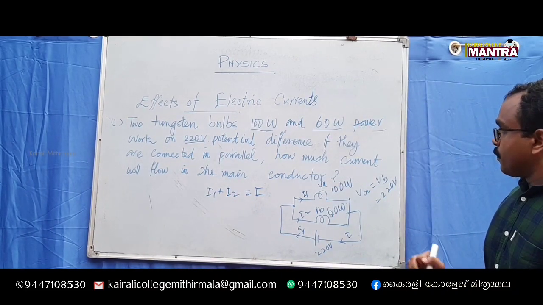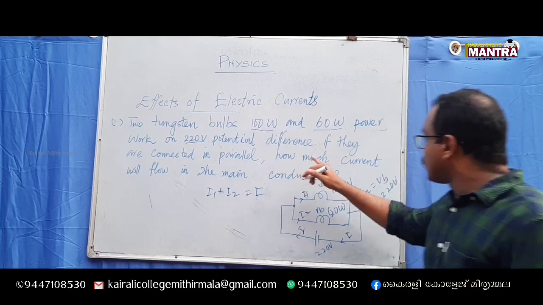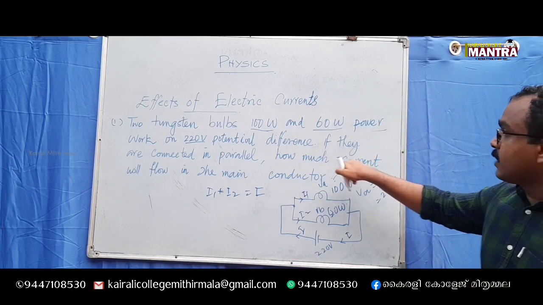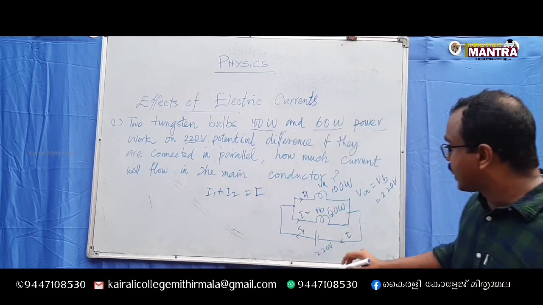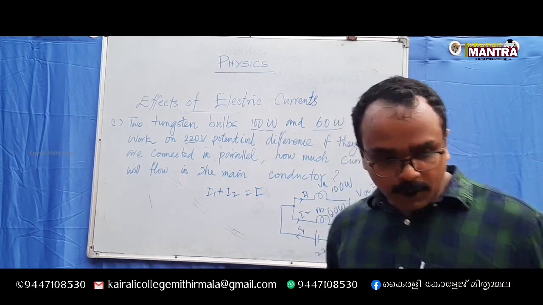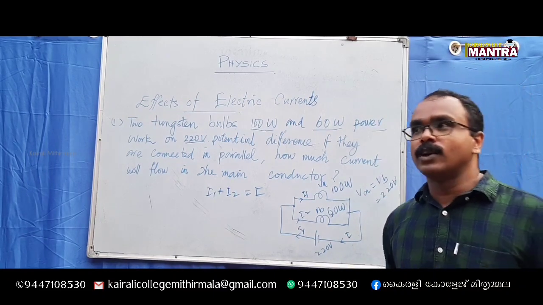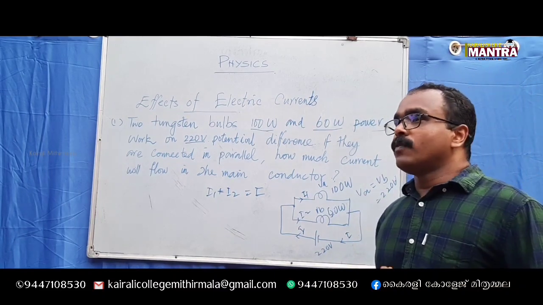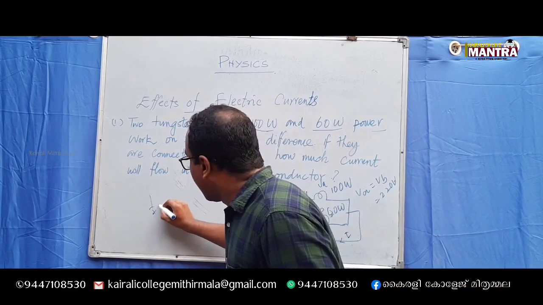So in our question, we are supposed to find out the current flow in the main conductor. That means we need to find out the value of I. In order to find out I, you would have learned already Ohm's law. In Ohm's law, we can find out I as V by R.